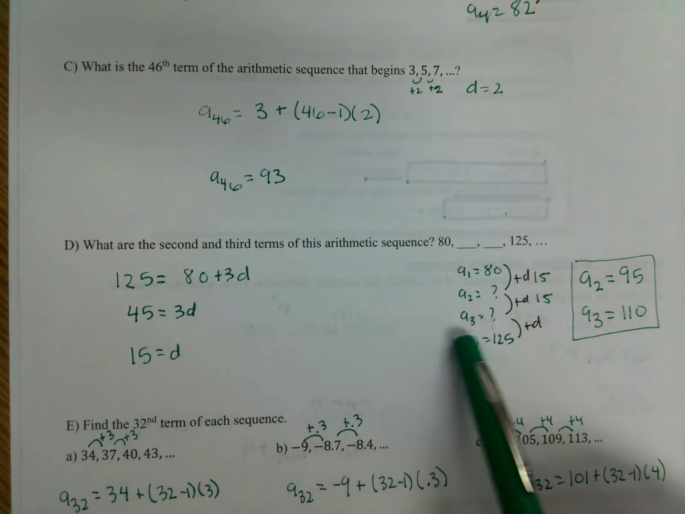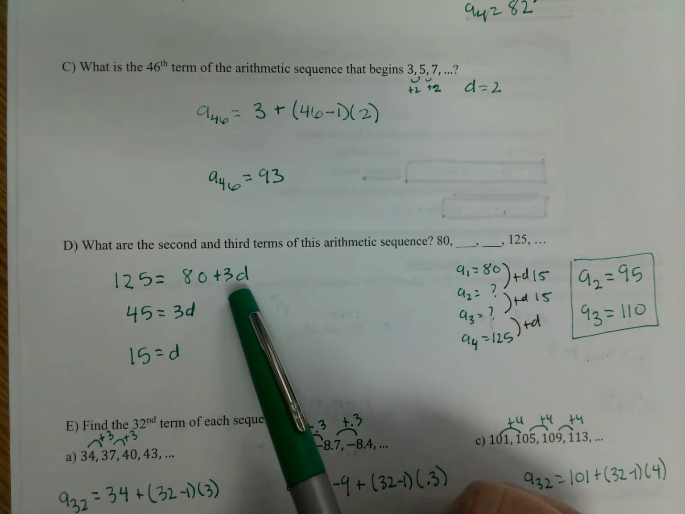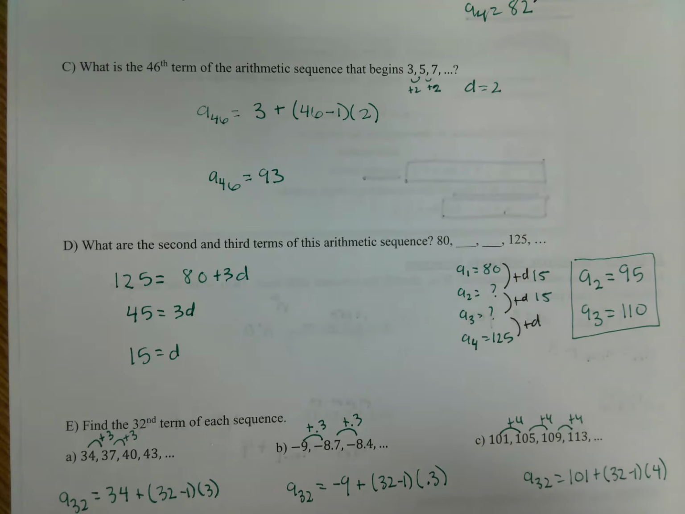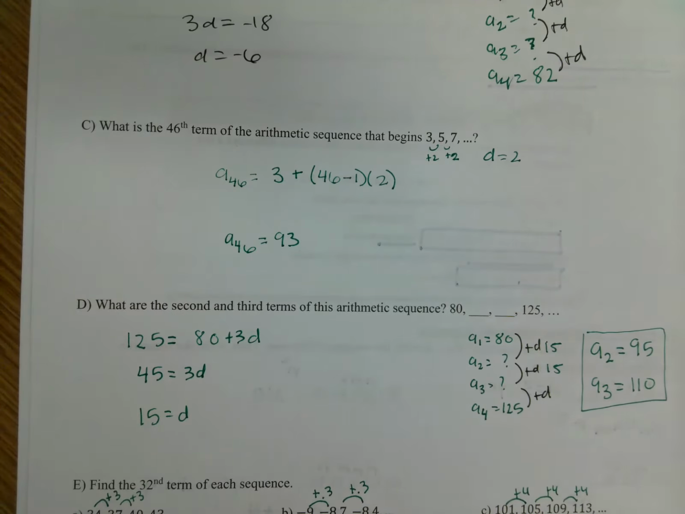Same equation here because we're making 3 jumps, so that means 3 D's. And if we solve, our common difference is D. So if we add 15 to both of these, we get 95 and 110.